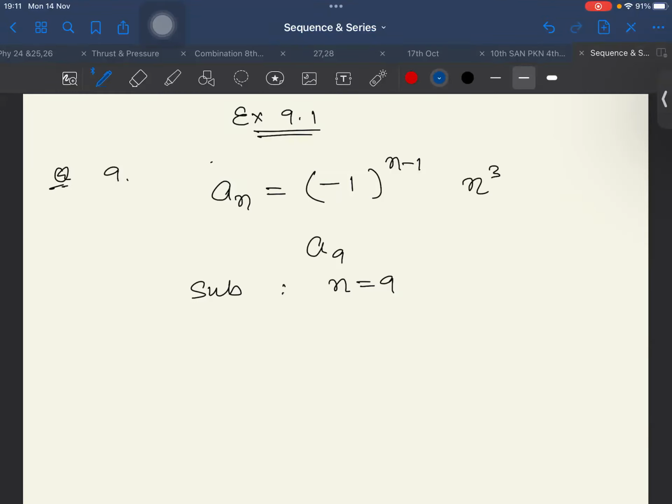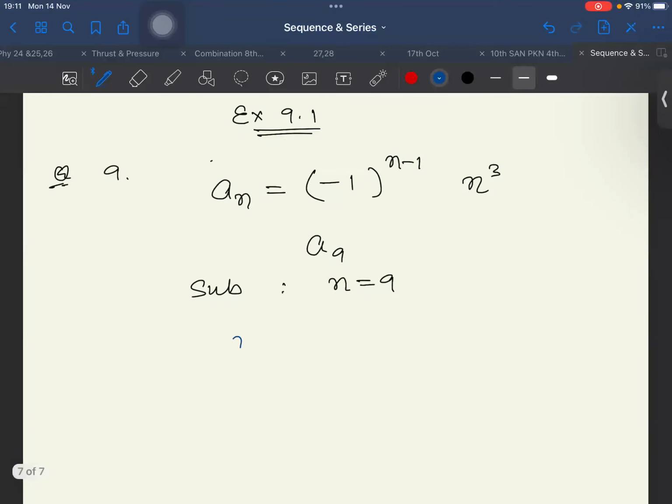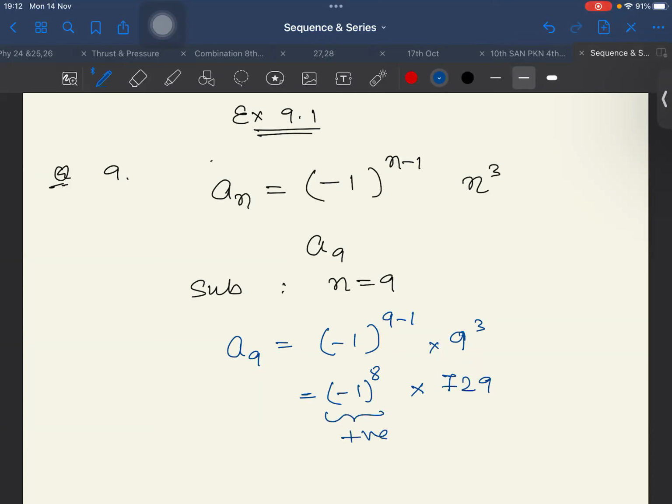So a9 will be equal to minus 1 to the power of 9 minus 1 into 9 cube. Okay, so minus 1 to the power of 8 multiplied by 9 cube is how much? 729. Now minus 1 to the power even, right? So it will be positive, right? So a9 will be equal to 729. That's what you need to do in the whole exercise.